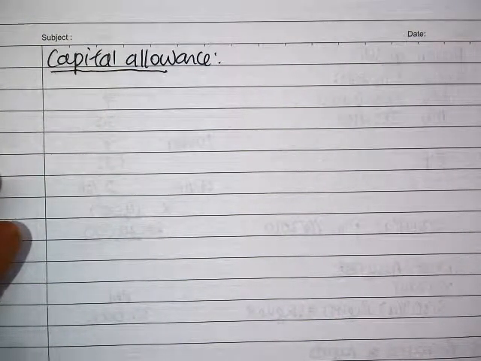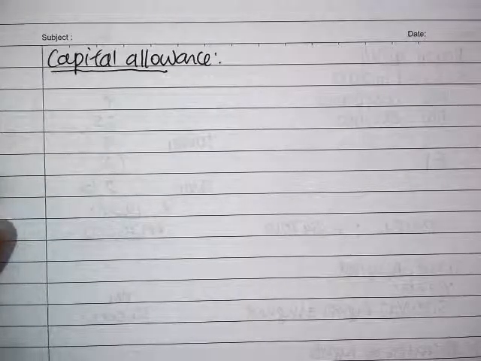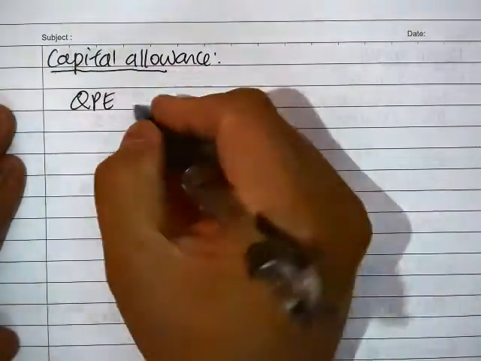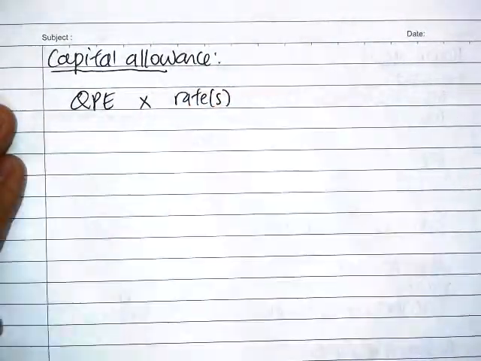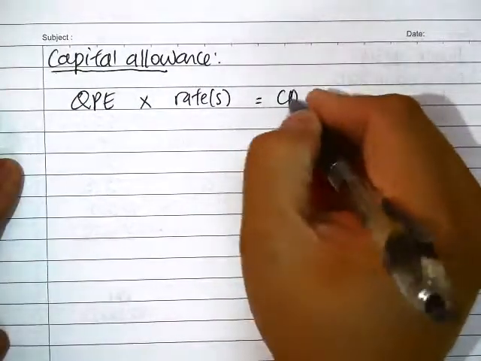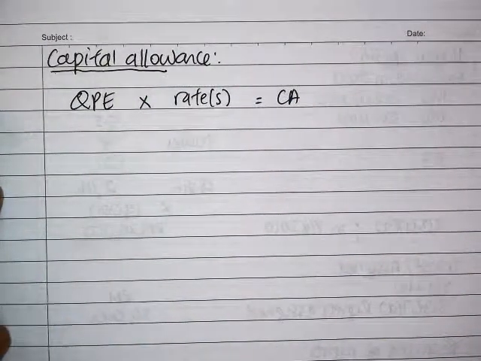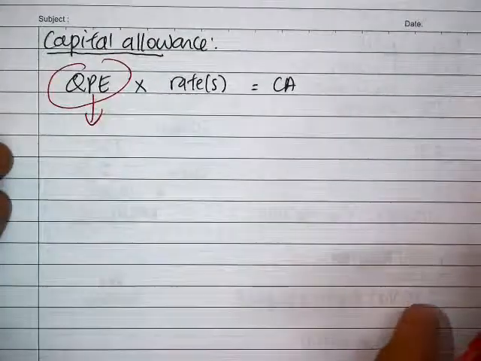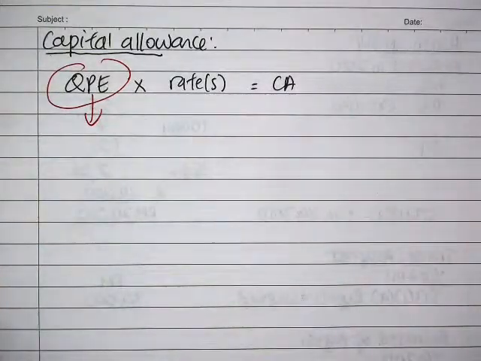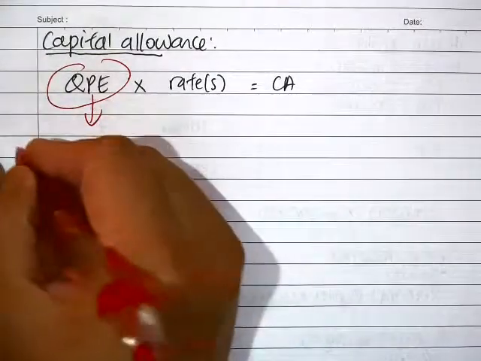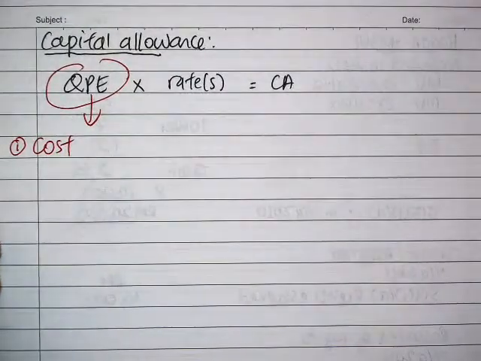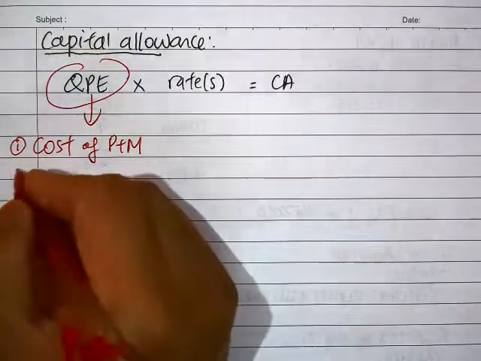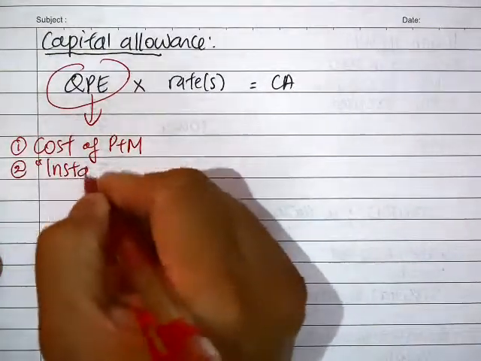Okay. So how do you claim CA? You're going to calculate using your qualifying plant expenditure, okay, multiply by the rates, then you get your CA. Okay, now, what normally goes into qualifying plant expenditure? The cost, okay, cost of plant and machinery. Alright, okay, I just use the word installation.